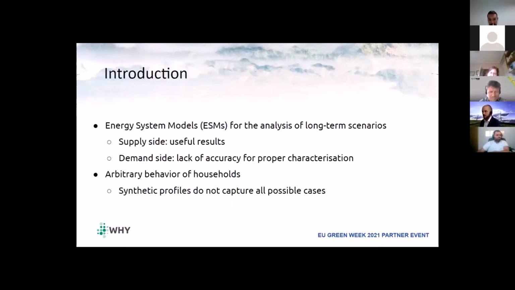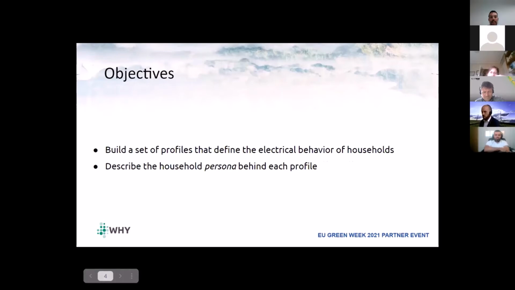As we have seen, energy system models are tools that help energy analysts to evaluate the impacts of long-term scenarios, which are quite good on the supply side, but they lack the degree of accuracy required on the demand side, especially for households. Indeed, the behavior is quite irregular from household to household, and the synthetic profiles of traditional energy system models have problems to capture all possible cases. So in the work that I present today, the objectives are mainly two. First, build a set of profiles that define the electrical behavior of households. And second, describe the household persona behind each profile.